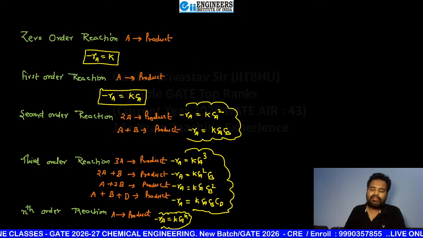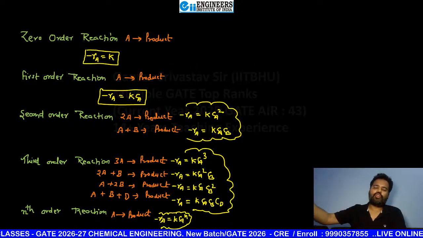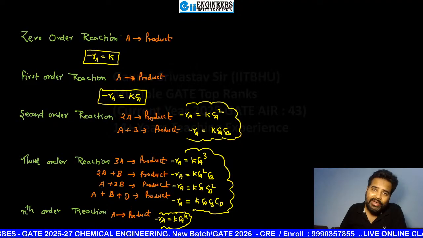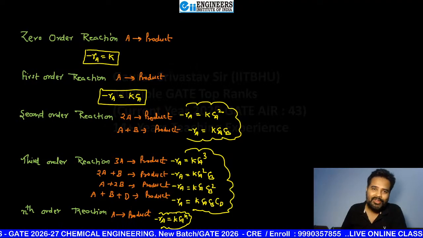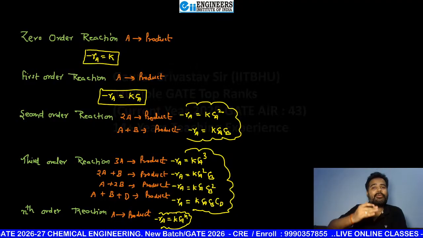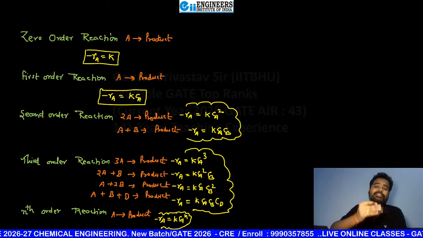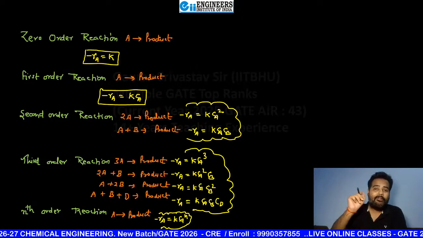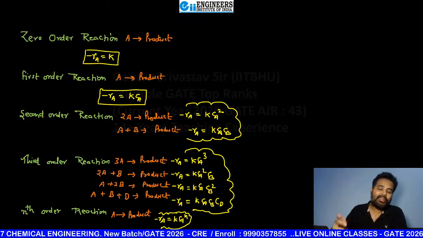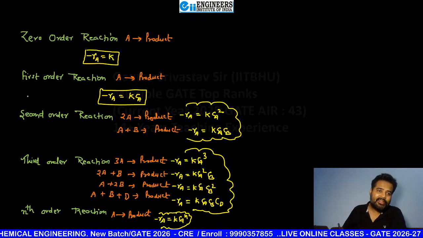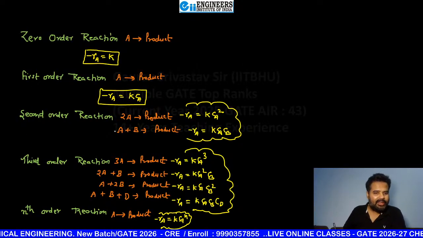If nth order is written somewhere with respect to A, like here 0, are you going to write 0A is forming product? No. 0 is forming product? No. A plus B forming product also can be zero order reaction if concentration is not going to affect the rate of reaction. Only for these three cases, first, second, third, I am assuming elementary ones.